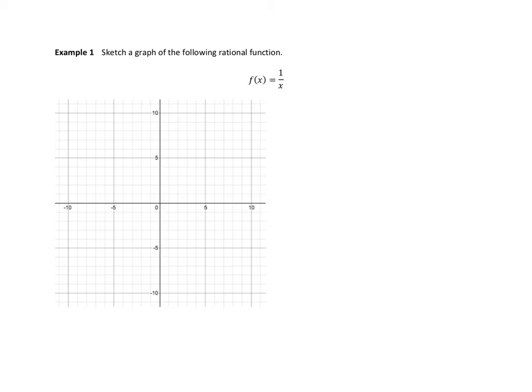So in example 1, let's sketch a graph of the function 1 over x. To start with, what's the domain? I think we decided that it's all x's except for 0. That's the only one you're not allowed to use. So in my table of values, I think I'll choose, maybe to start with, 1, 2, and 3. This function says take these numbers and put them into the denominator.